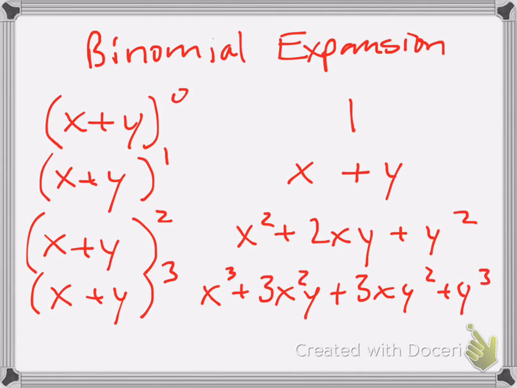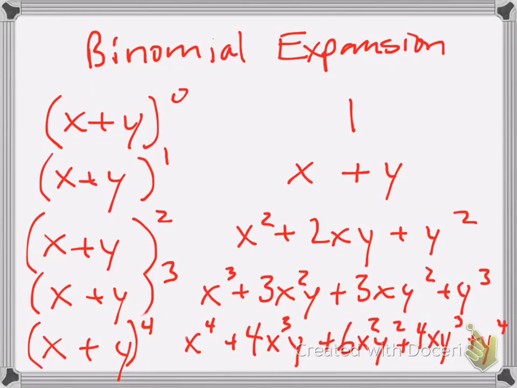Okay, let's do it one more time. Let's figure out what x plus y to the fourth power is. I'm going to pause. What we get is x to the fourth plus 4x cubed y plus 6x squared y squared plus 4xy cubed plus y to the fourth. We get that by going through a process of multiplying and going through 4 steps, right?